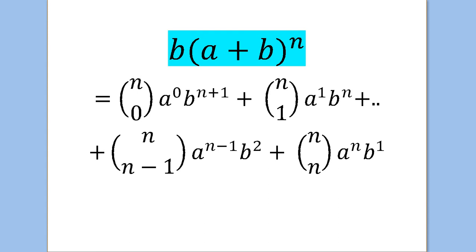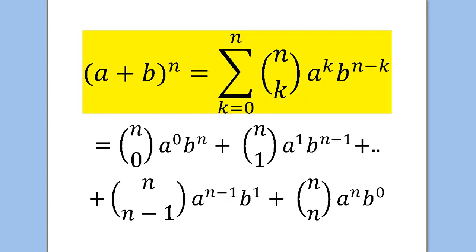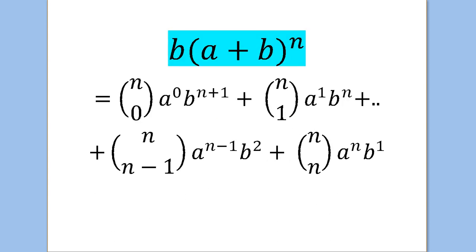And then we do the same for b times (a + b)^n. You multiply everything in the original formula by b. So if you go back up here, multiply all these by b. So the first one will be a^0, b^(n+1). The second one will be a^1, b^n. We're just adding 1 to each of the powers of b. And we end up with that.